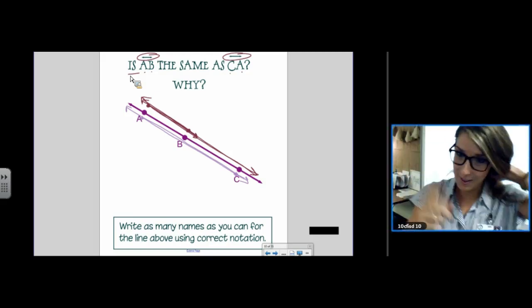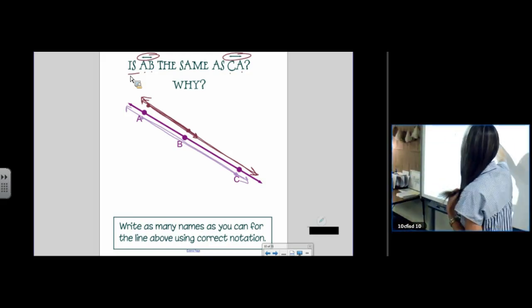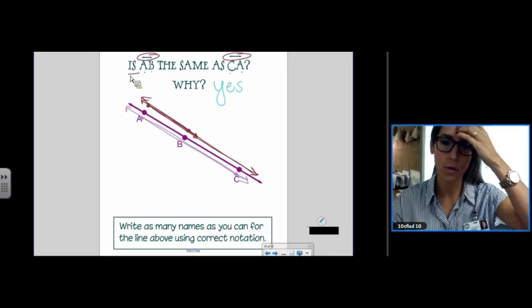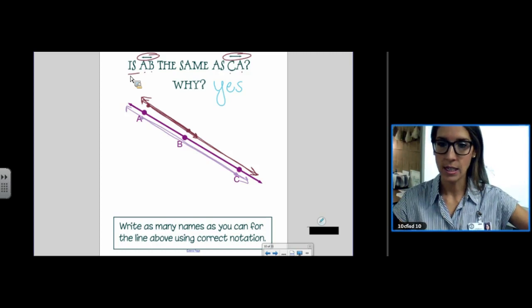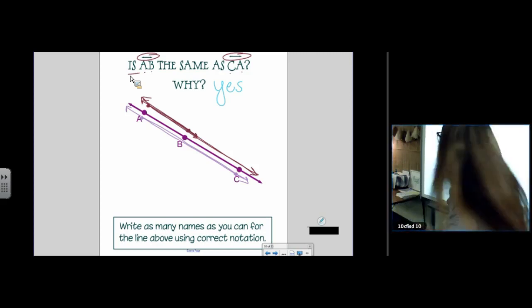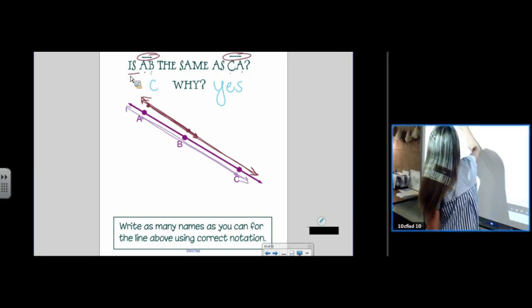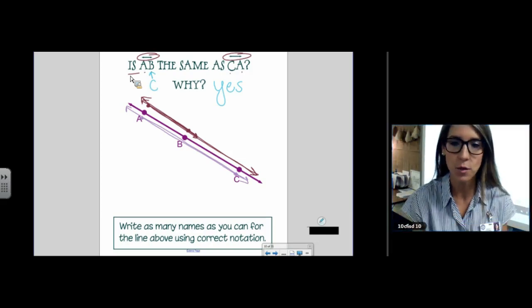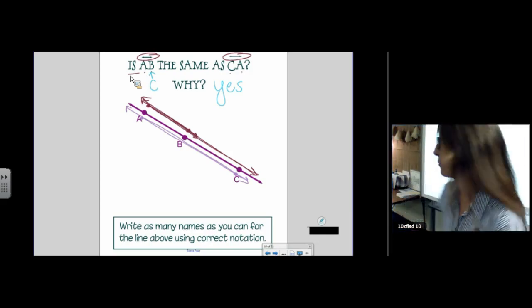So the answer to the problem was yes. They are the same line. They go through the same points, and they go forever in those same two directions. So point C lies on line AB. They're what's called collinear. We'll go over that later. So, yes, they're the same.